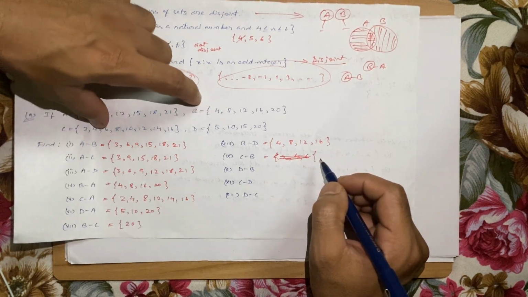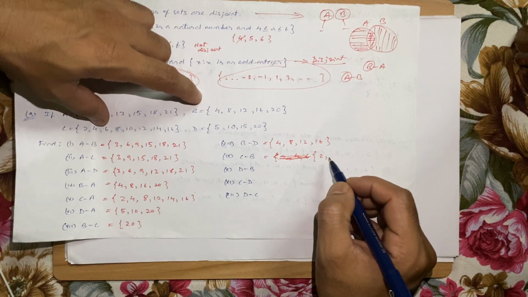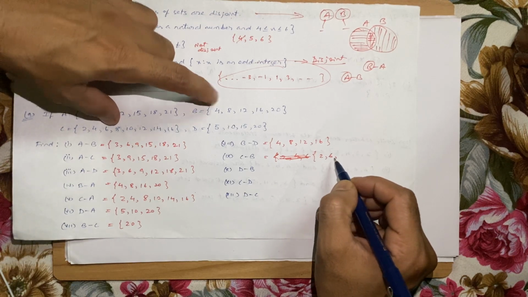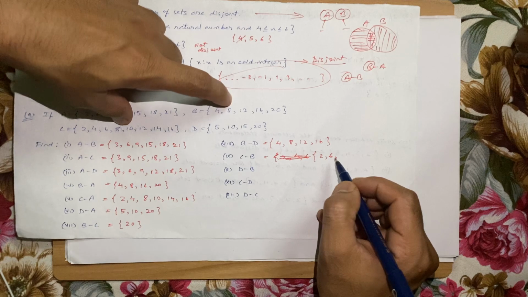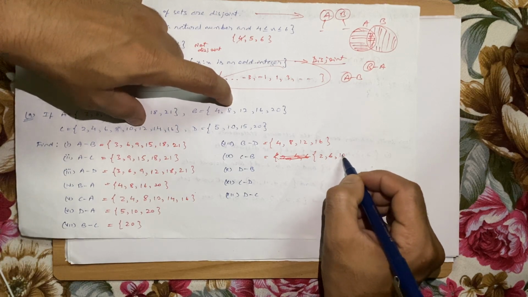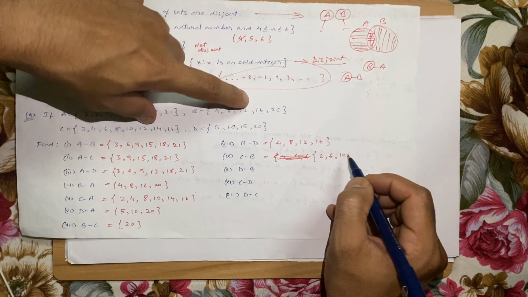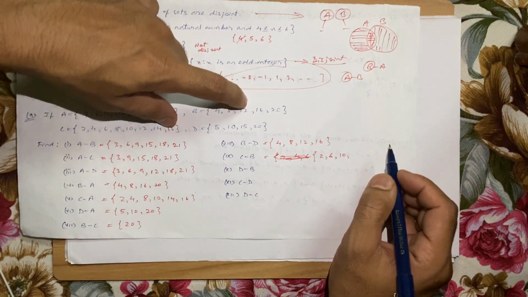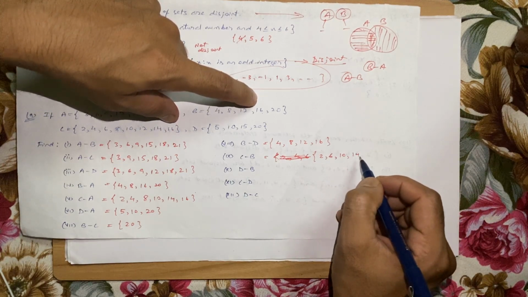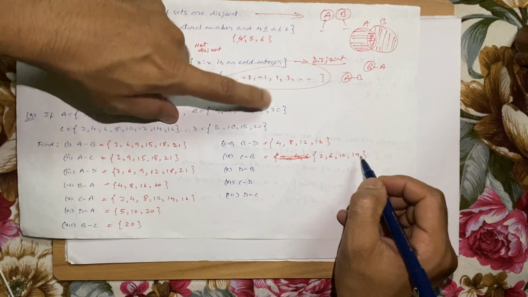2, I can include 2. Yes, I cannot include 4. I can include 6 because 6 is not there. 8, I'll not include because 8 is there. 10, I can include this. It's not there. 12, it's there. I'll not include. 14, it's not there. 14 can be included. 16 cannot be included because it's there in the set B.